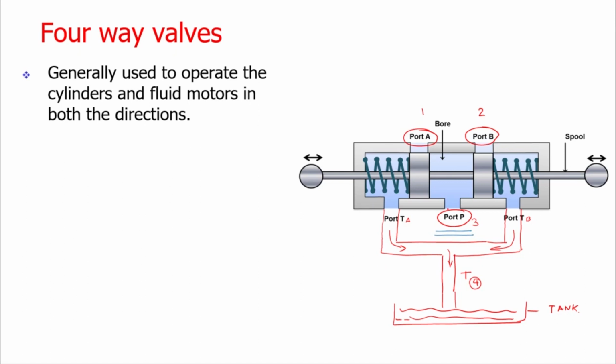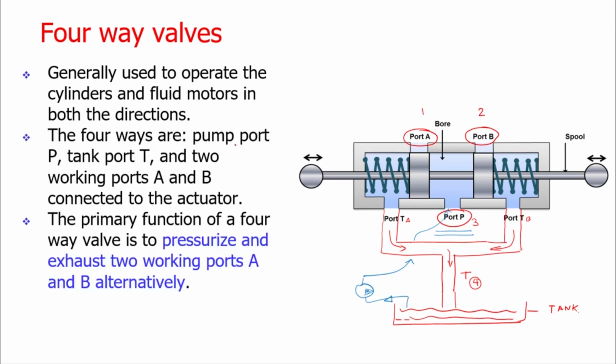The power port is connected to the pump. It is having its separate passage. We are having a pump, and then the pump is connected over here. The pump is getting the fluid from the tank, and it is just passing to the power port here. So there are 4 ways, as I mentioned: the pump port P, tank port T, and 2 working ports A and B. These are connected to the actuator.